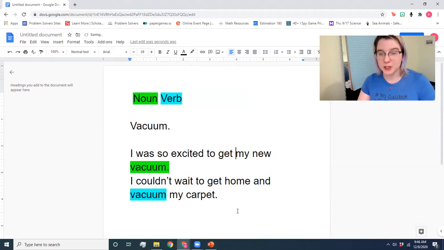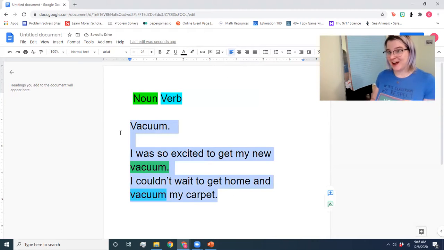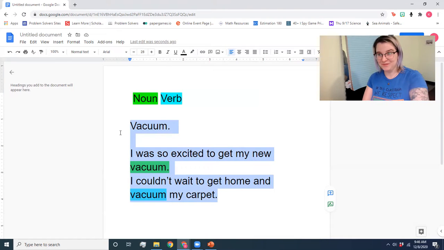So this is going to be your job. This was just an example. But let me give you the next word, and I want you to do just this. It can be one sentence or it can be two sentences, but I want to see it being used as a noun and a verb. So let's see.